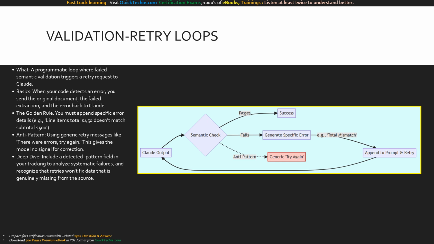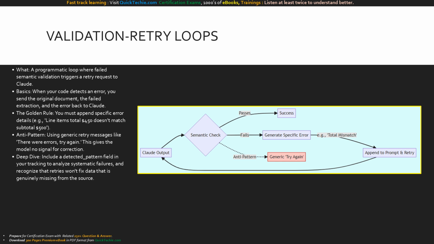The biggest mistake developers make is sending a generic message like, "There were errors. Please try again." That gives Claude zero signal on what to fix. Instead, you must append specific, calculated feedback. For example, your extracted line items sum to $450, but the subtotal field says $500. This explicit feedback guides Claude directly to the error, drastically increasing the success rate of the retry.